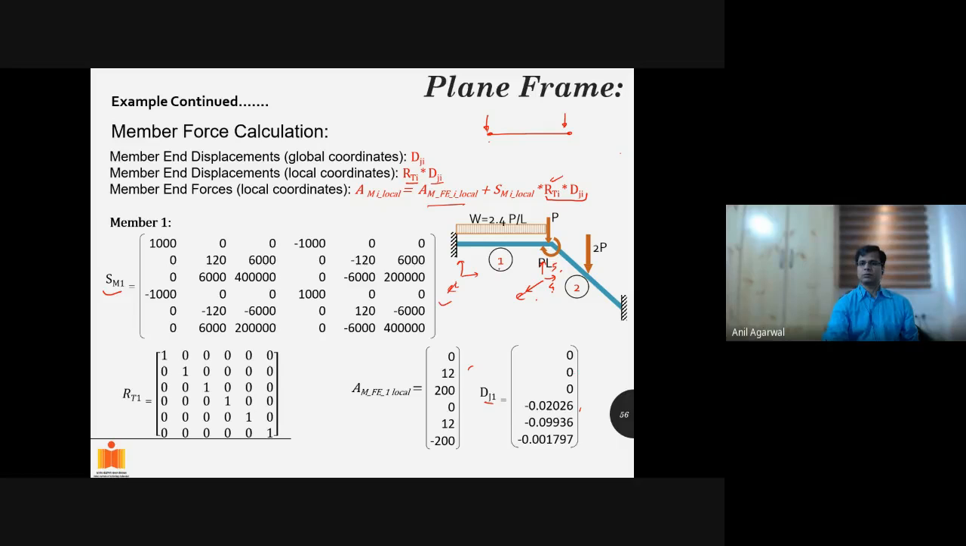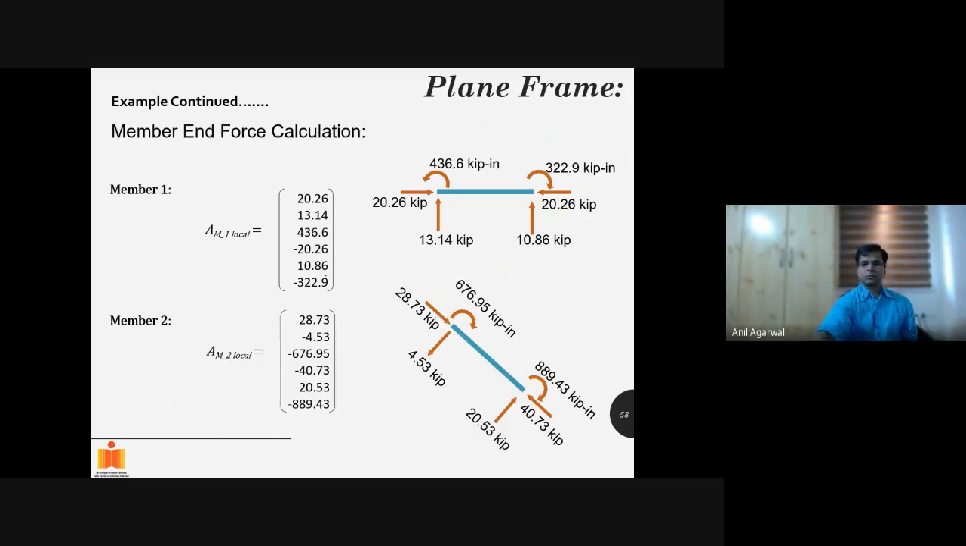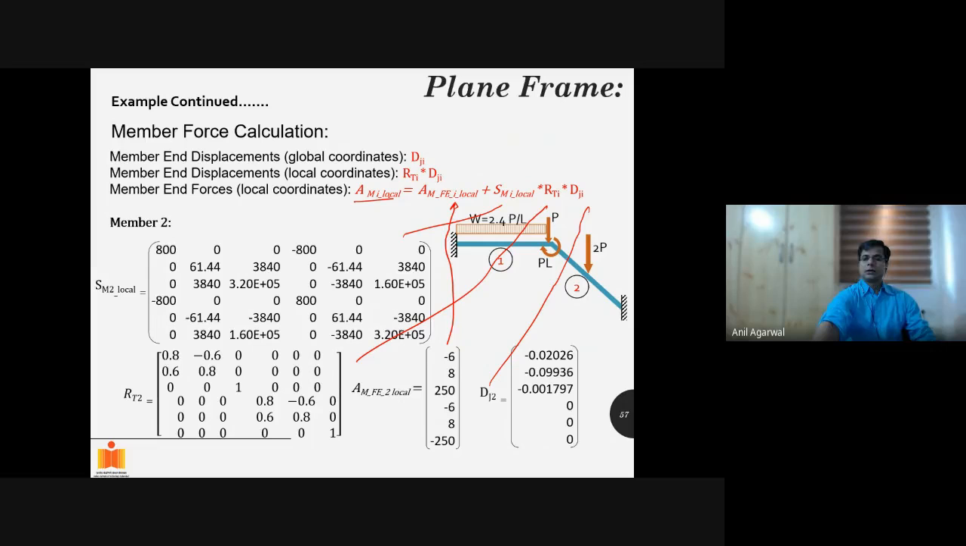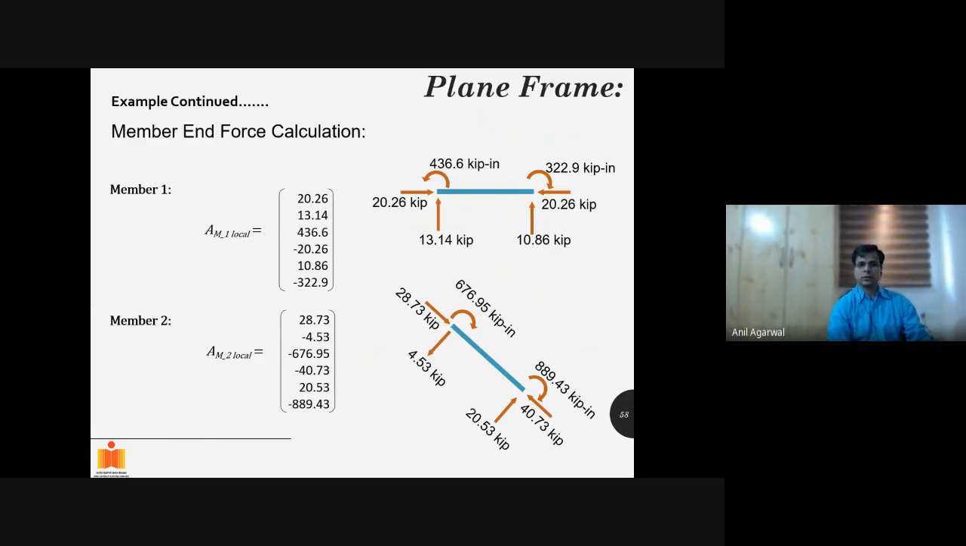Those are those values. So this member 1 would have degrees of freedom 1, 2, 3, 4, 5, 6, and the displacement values corresponding to 4, 5, 6 are given here. This is in the global coordinate system, but the same would be true for the local coordinate system because your RT is identity. So I substituted these terms, DJI, RTI, SMI, and AM local, and I will get the end reactions or internal forces at the ends for this member. That is what it is.